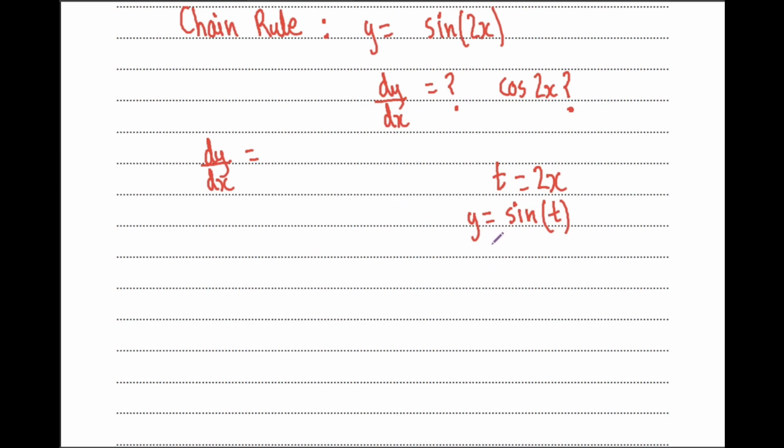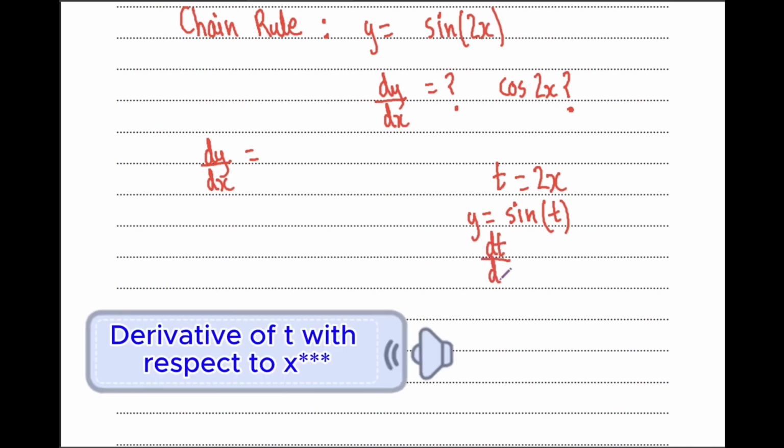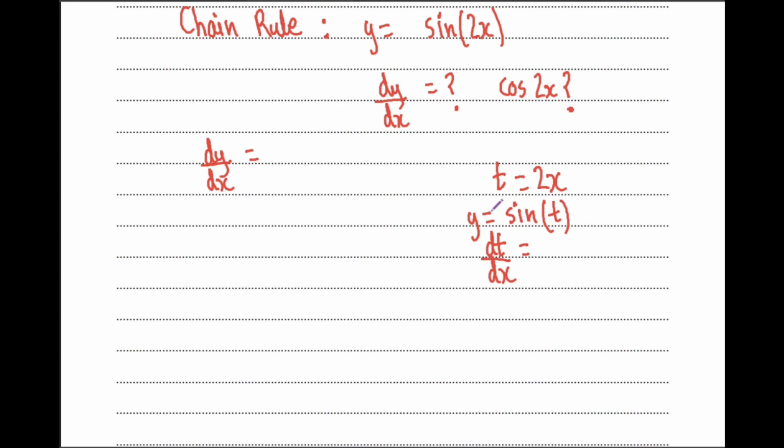Now what if we take the derivative of t with respect to x? So dt by dx. So we just take the derivative of 2x. That's just 2 times x to the power 1 minus 1, which is equal to 2. So we have dt by dx is equal to 2. And what's the derivative with respect to t of y? Let's say dy by dt. So like of this function right here.